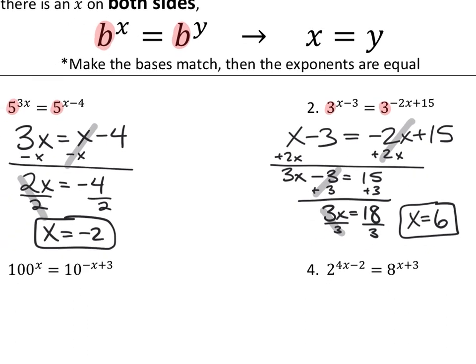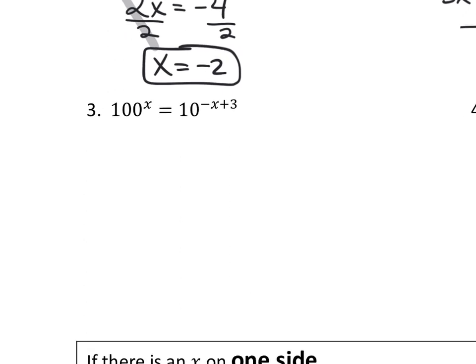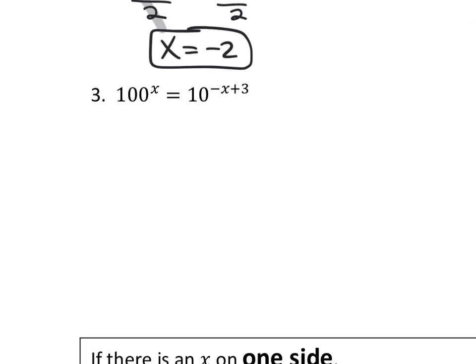Now, what happens if the bases don't match? Are those bases the same? No, one base is 100, one base is 10. Yikes. They need to match for me to be able to do the matching exponents. Is there some way we could make one of these numbers change to become one of the other numbers?